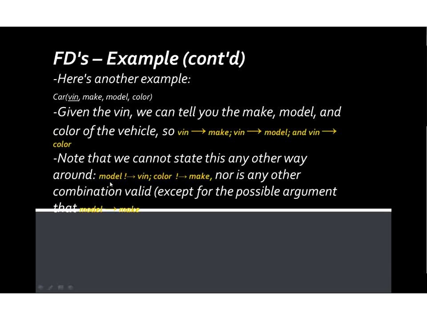All right. Now, model does not define VIN. Given the model, if I tell you my car's a Buick, you certainly can't tell me the VIN. Okay, so this does not apply in reverse. Same with color. If you tell me that the car is green, I cannot tell you the make. I can't tell you whether it's a Buick, a Ford, a Honda, anything like that.